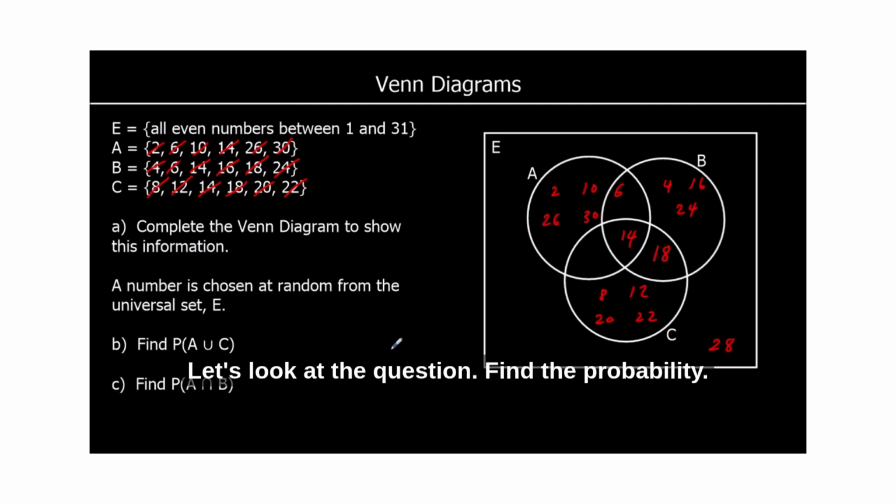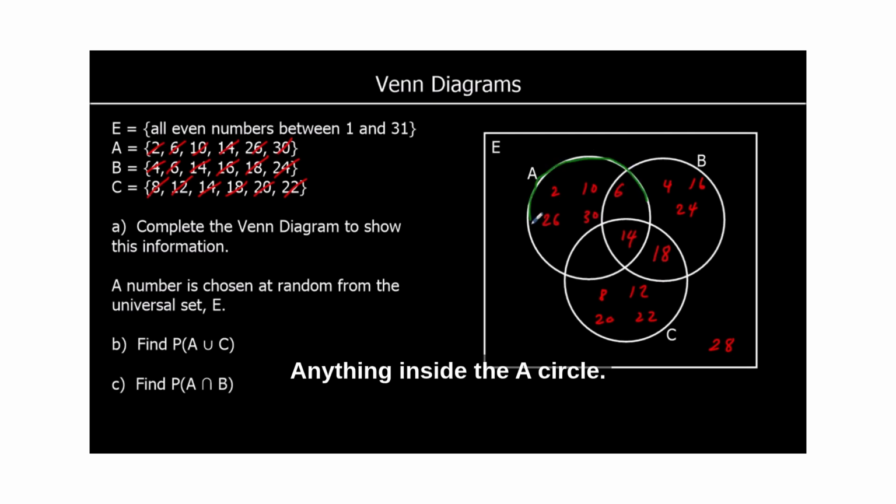Let's look at the question. Find the probability. So a number is chosen at random. We want the probability it's in the union of A and C. So either in the A circle or the C circle or both. So let's count the numbers in the A circle and the C circle. So that's the A circle. Anything inside the A circle.